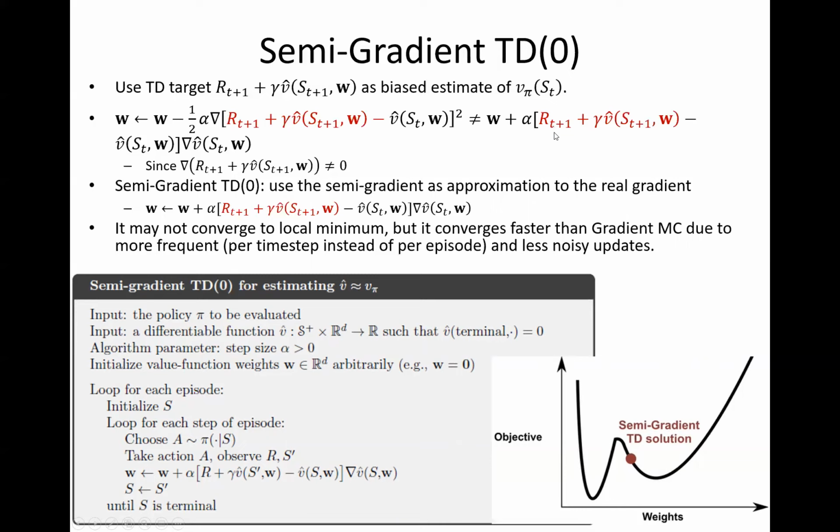strictly speaking. So there is research that does the gradient TD. You can take the gradient on both terms with the chain rule. And there are some results. But the more common approach is semi-gradient. That is, you pretend this first one does not depend on W, even though it does, and just take the gradient over the last term.